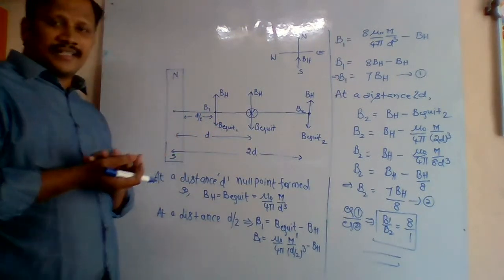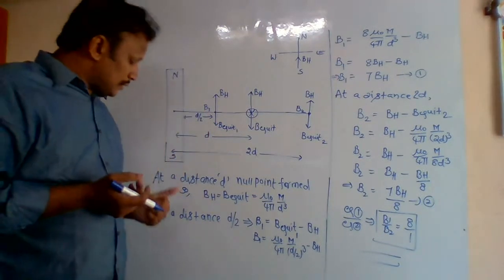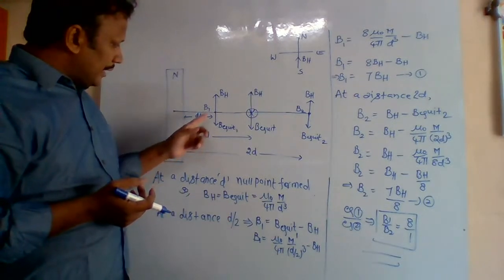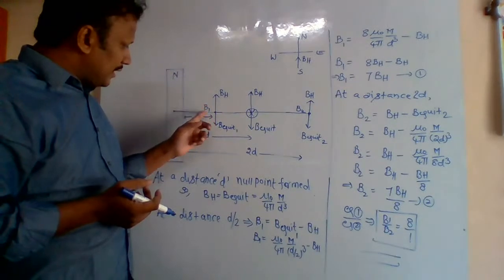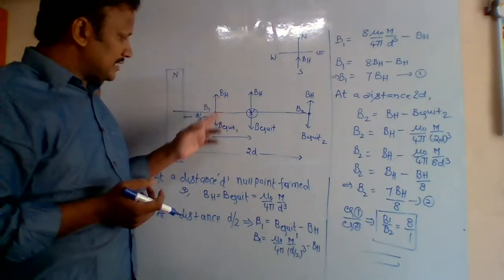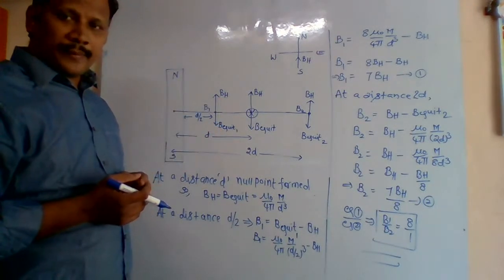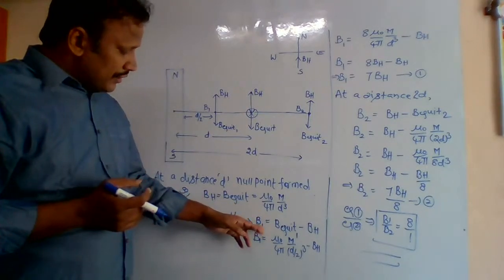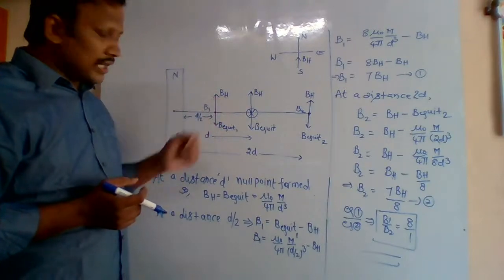So here we get some resultant field, that is B1. At a distance d by 2, I am taking the resultant magnetic field induction as B1. Why? Because BH is there and B equatorial 1 is there, right? So at a distance d by 2, I am taking the resultant magnetic field B1. Two fields are acting in opposite directions.